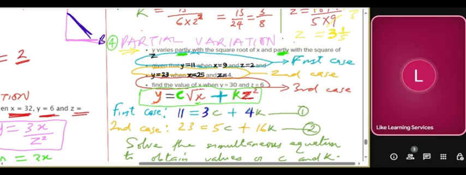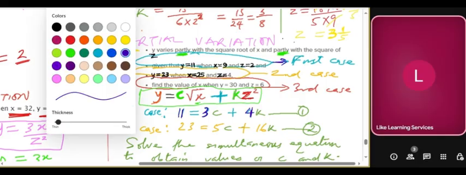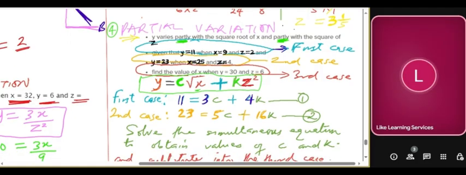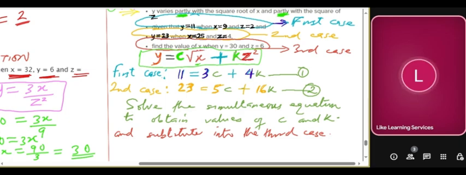And look at the second case. The first case is the one I put in blue. The second case in yellow, you use the values again. When y is 23, x is what? 25. So square root of 25 is 5. That's why you have 5c. And square of 4 is 16. That's why you have 16k. So you have equations 1 and 2. You just solve the simultaneous equation and find c and k. Do you understand?